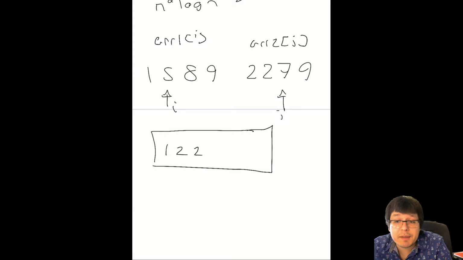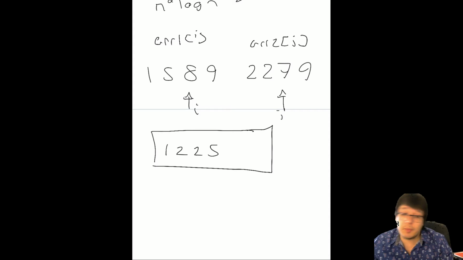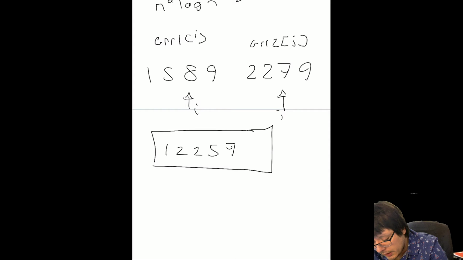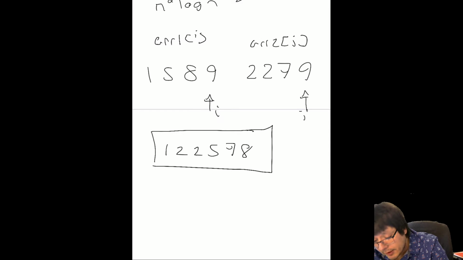Now you're looking at a 5 and a 7. The 5 is smaller in this case, so that one we are going to copy over and increment. Now we're looking at 8 and 7. In this case, the 7 is smaller, so we copy that over and increment again. Now we're looking at 8 and 9. In this case, 8 is smaller, so we copy that over and then increment it.